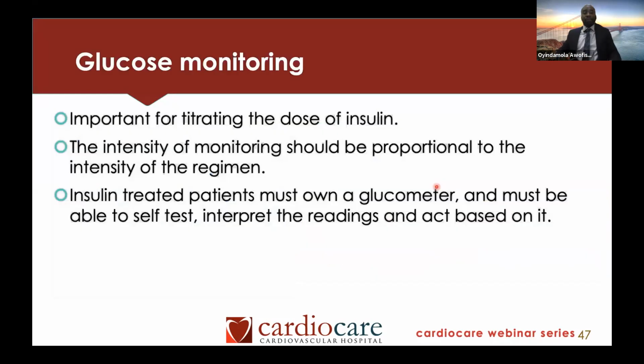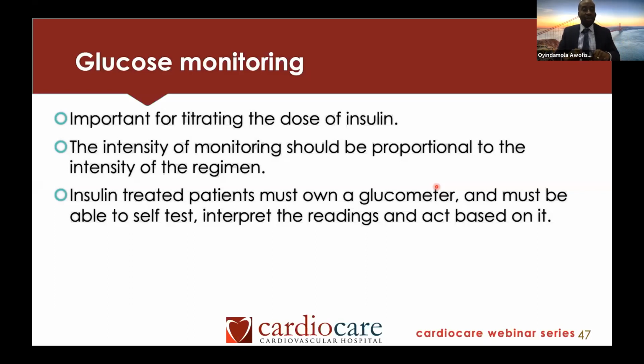So glucose monitoring is very important in any patient with diabetes, but it's more important in an insulin-treated patient. And of course, there are many reasons for monitoring the glucose. It is very important for titrating the dose of insulin. The target dose of insulin is actually based on the blood glucose. It's the dose that controls the blood glucose that is the appropriate dose for that particular patient to use. Okay, so there's no universal dose of insulin. We talk about starting dose, okay, but there's no universal dose of insulin.